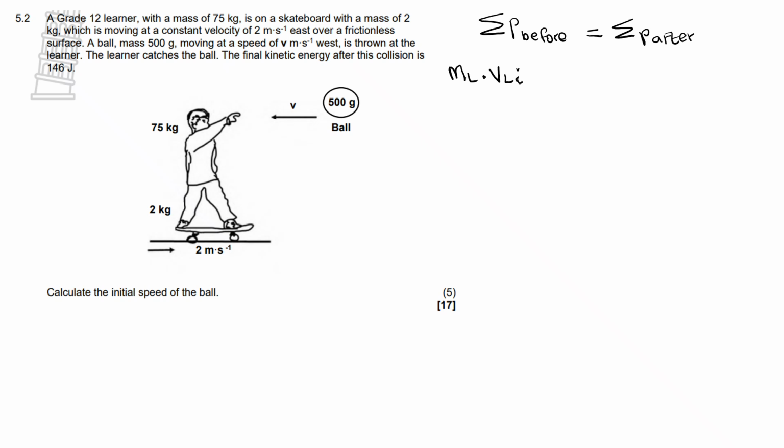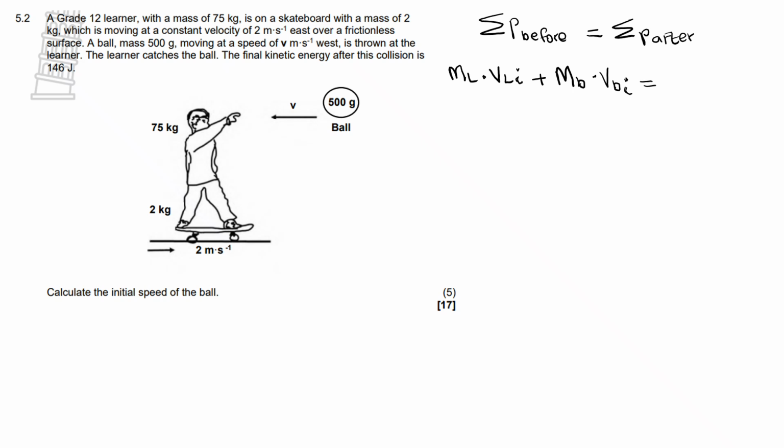This is initial. Then we also have to add this because, remember, this is before, the change in momentum before. So we're going to add this with the mass of the ball. Let's call this MB, which needs to be multiplied by the V of the velocity of the ball, and this is the initial velocity. We equate this to what?